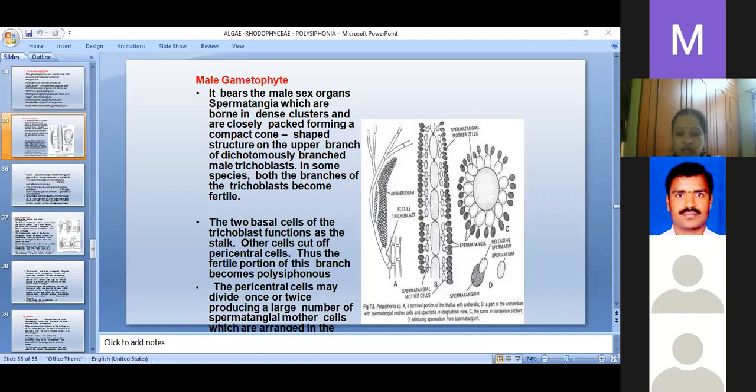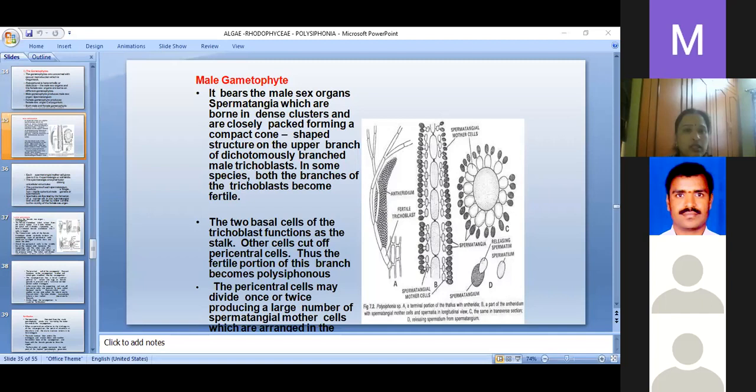How is fertilization done? The spermatium gets attached to the trichogyne. You know what is the trichogyne? The spermatium gets attached to the trichogyne. The common walls at the point of contact dissolve. The nucleus of the spermatium passes down the trichogyne and fuses with the nucleus. Here spermatia are liberated from the male gametophytic plant and carried by the water current to the carpogonium.